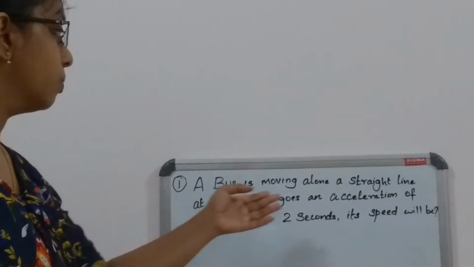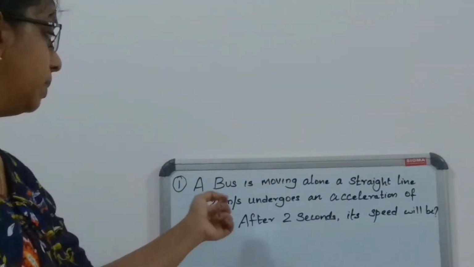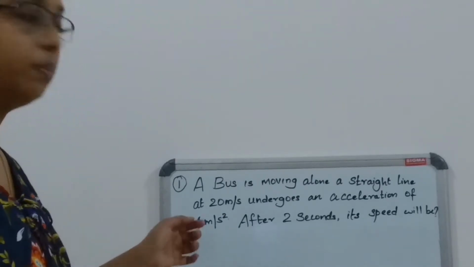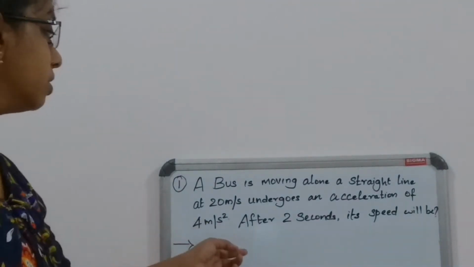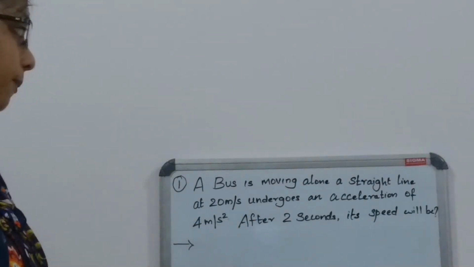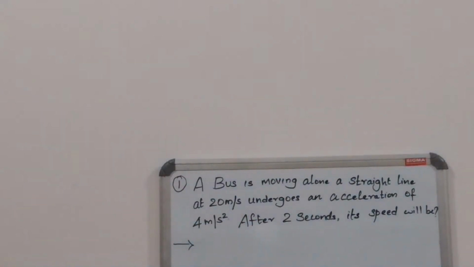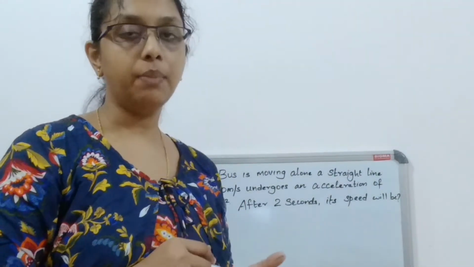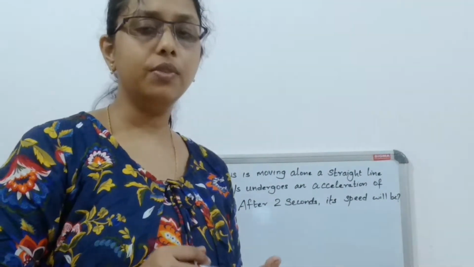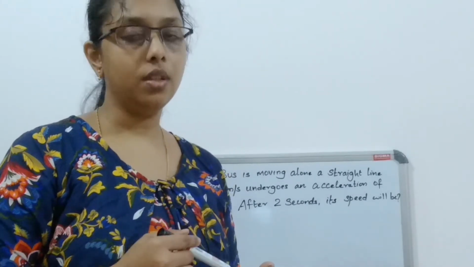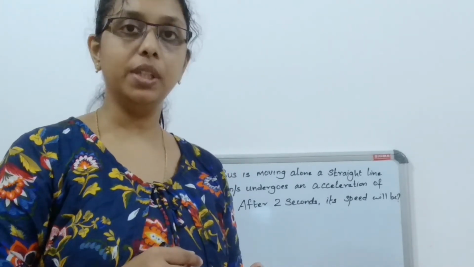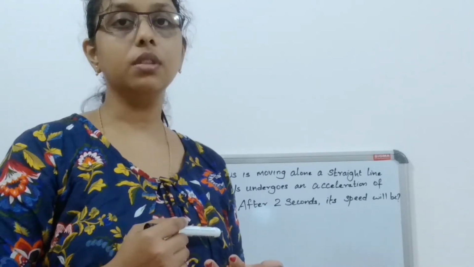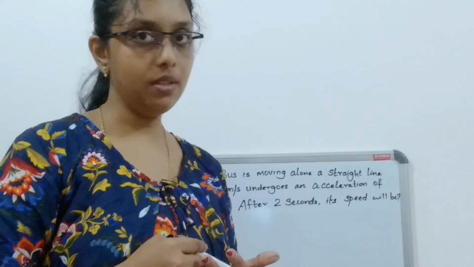A bus is moving along a straight line at 20 meter per second, undergoes an acceleration of 4 meter per second square. After 2 seconds its speed will be? From this question, you would have understood the chapter is motion. The word motion comes into your mind as movement, isn't it? So we will see which quantities are given in this question.